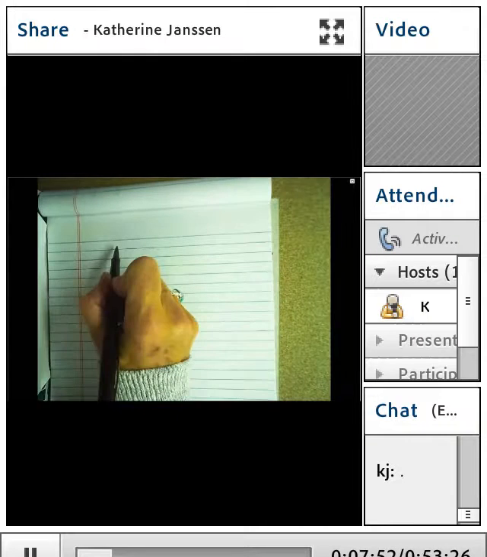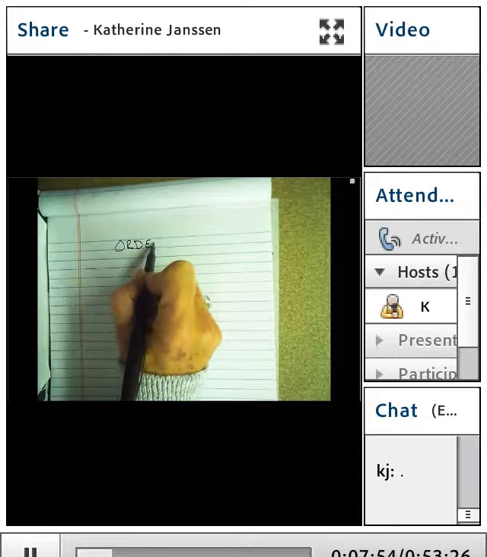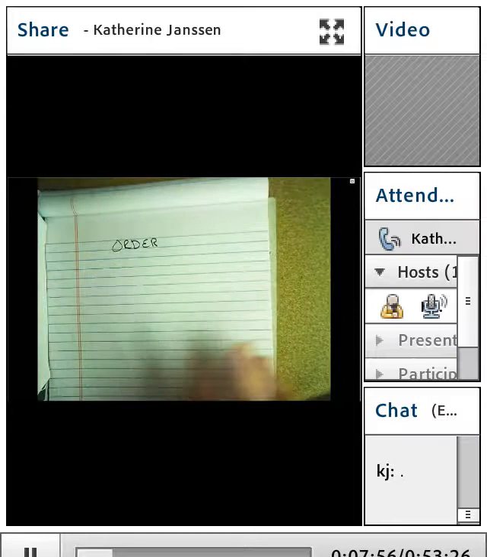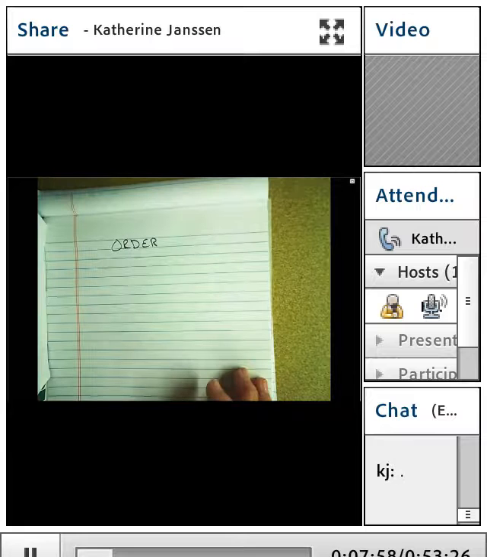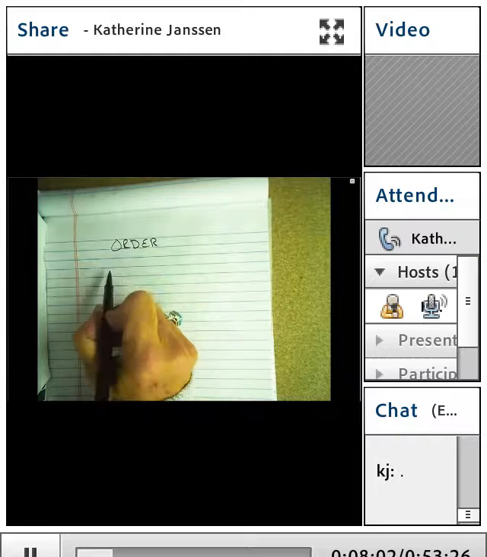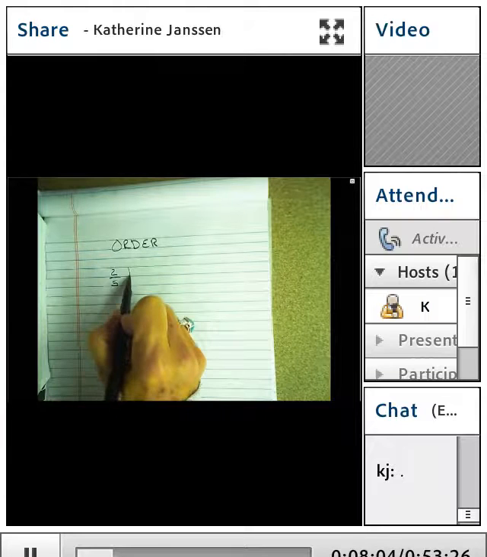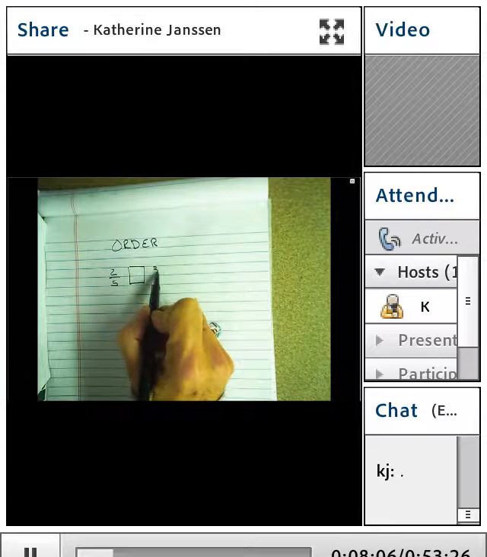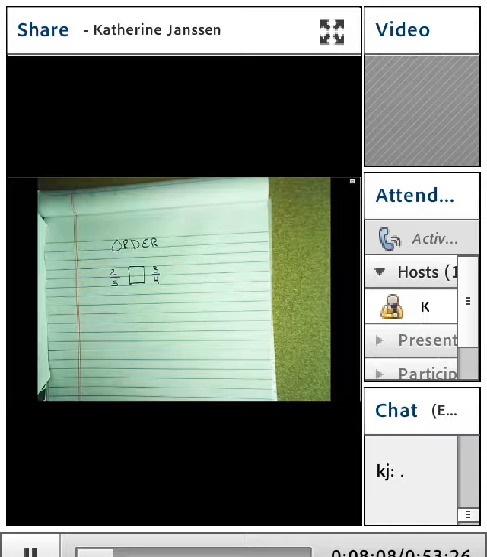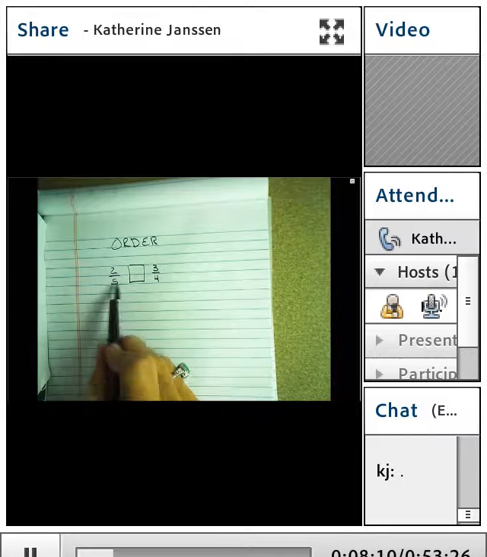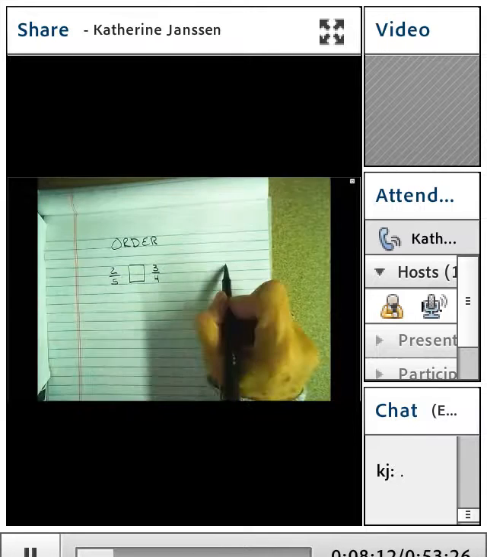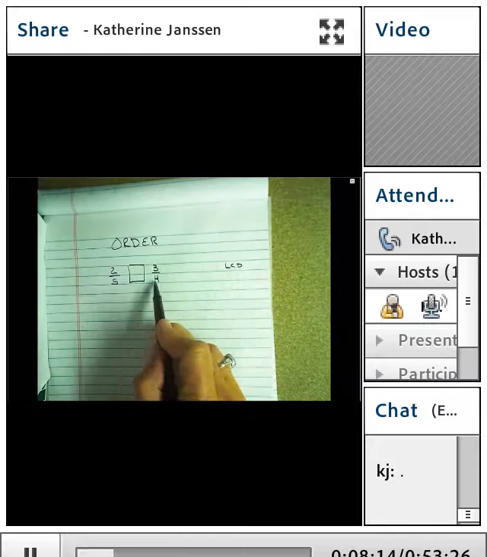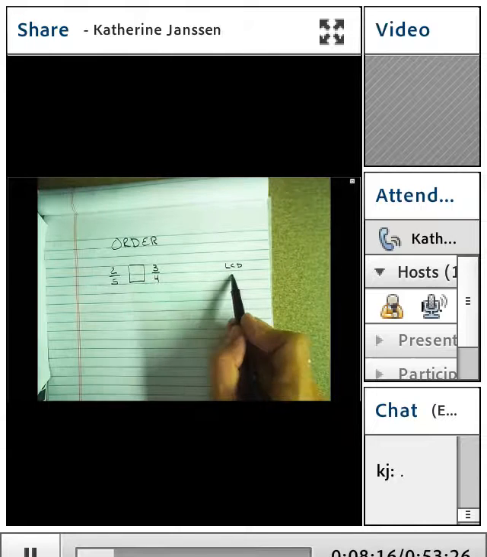Now our next topic is order. We want to know if one value is larger or smaller than another value. So we're going to compare 2/5 to 3/4. Well, again, we can't compare unless we have a least common denominator. And 4 times 5 is 20, so we're going to use 20.